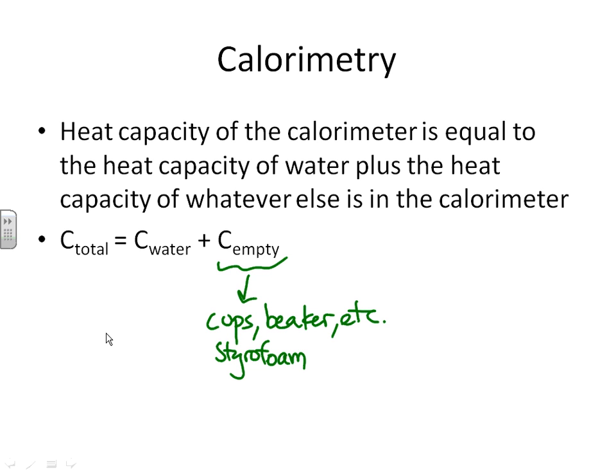So the heat capacity of the calorimeter as a whole is going to be adding those two things together. How much water do you have? What's the heat capacity of the water? How much can the cups absorb on their own? You add those two things together, that's going to be the total heat capacity of your calorimeter.